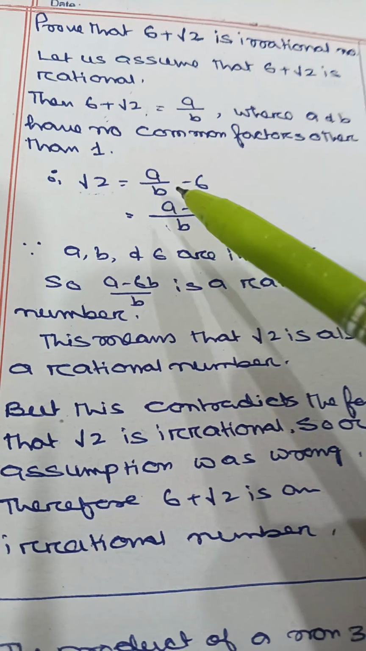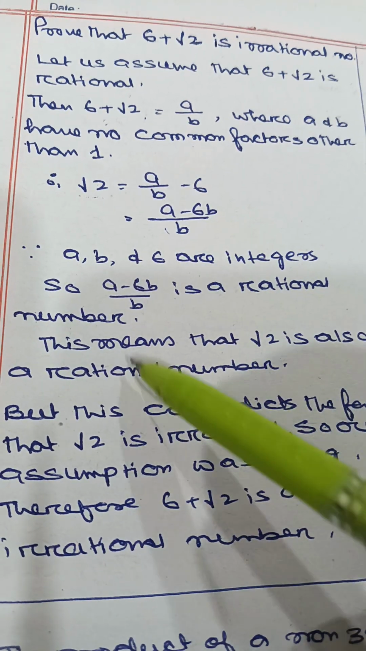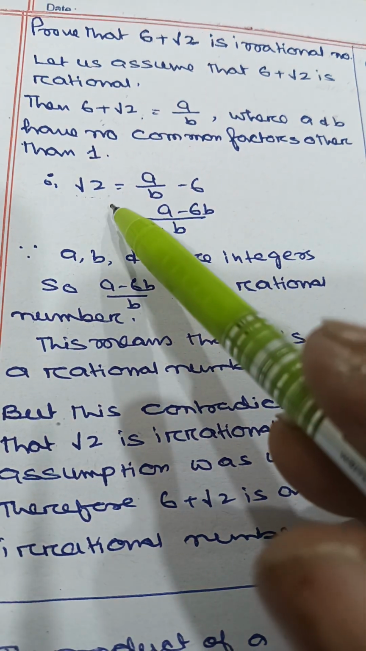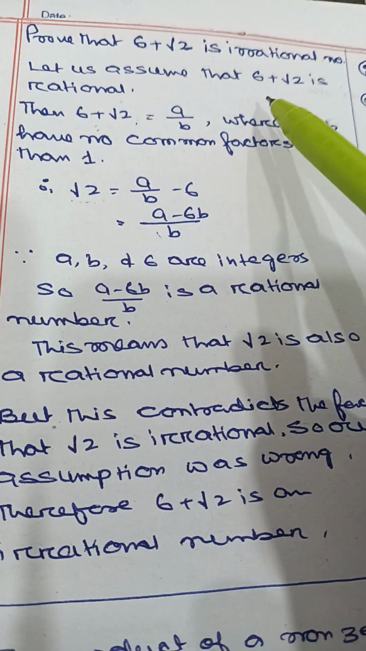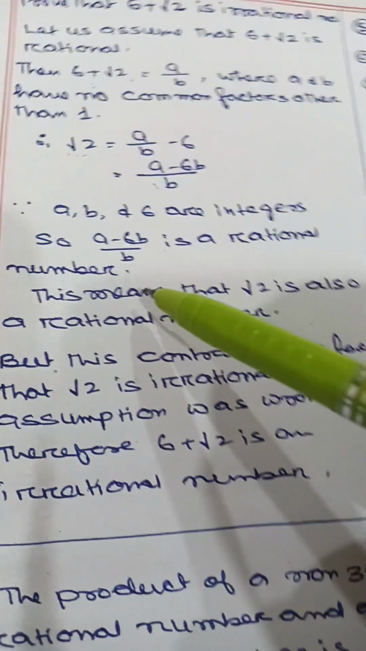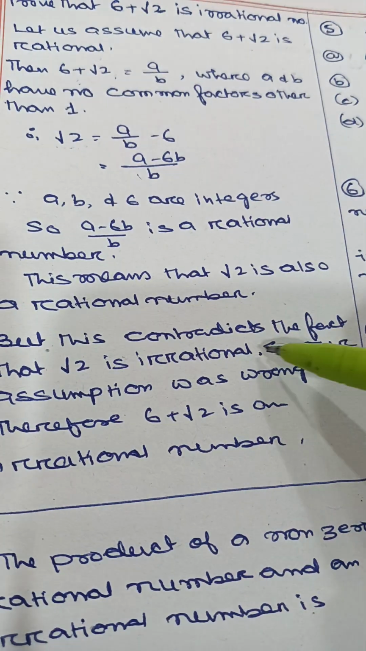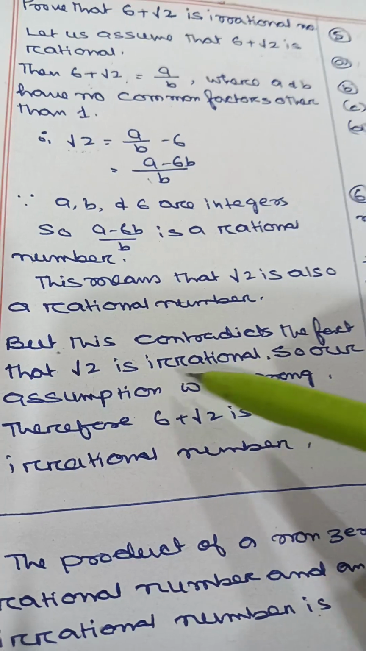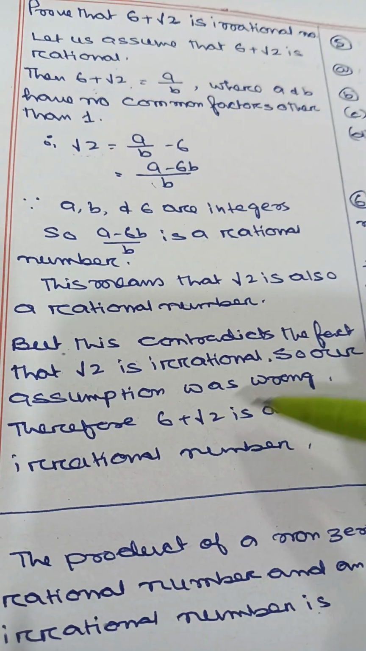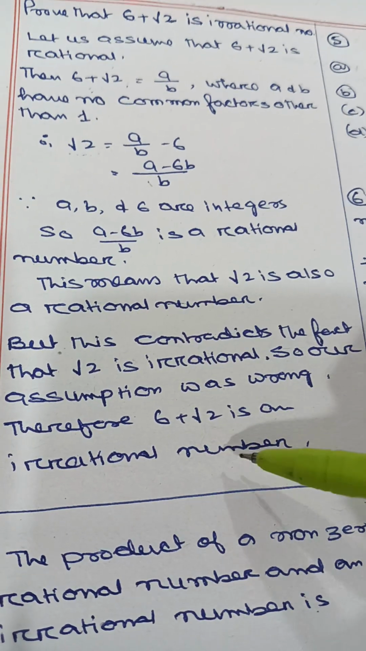So this is our assumption; whatever you see, this is the contradiction. This contradiction came because we considered that it is a rational number. So this means that root 2 is rational, but this contradicts the fact that root 2 is irrational, so our assumption was wrong. So you write 6 plus root 2 is an irrational number.